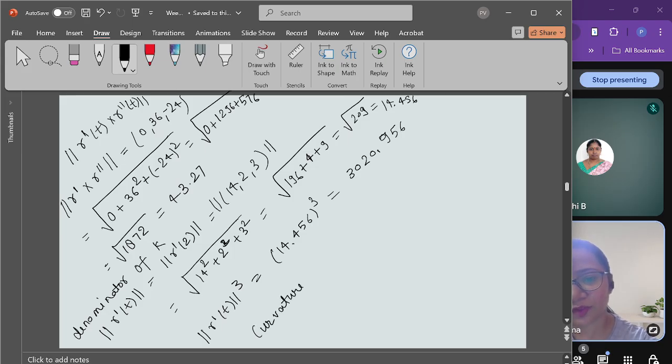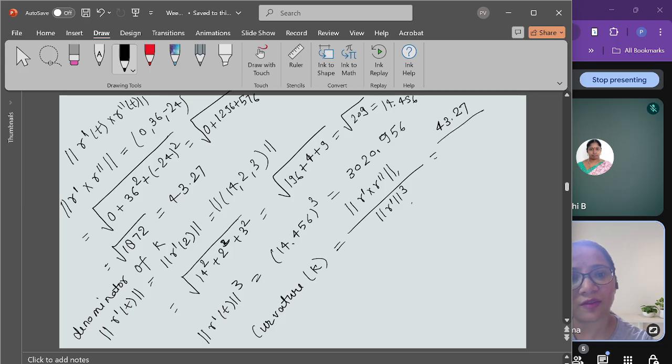So curvature is represented by this one: r' cross r'' divided by |r'| cube. We had calculated this value and this value. So here it is 43.27 divided by 3020.956. If you calculate it, you will get 0.01432.